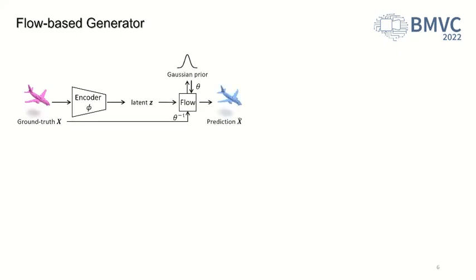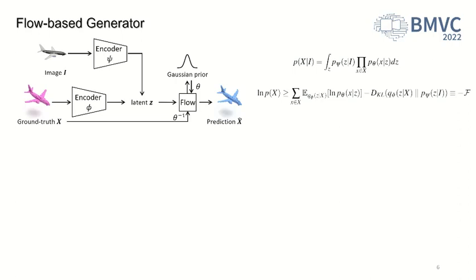Now, let's get into the generator's training details. Taking the ground truth X as input, an encoder phi outputs a latent vector Z. Based on it, the flow model theta learns the invertible transformation between the Gaussian prior distribution and the distribution of 3D points. In addition, the image encoder psi maps image I to the latent Z. Because the generator aims to approximate the distribution of 3D points, we formulate it as a conditional distribution P of X given I.